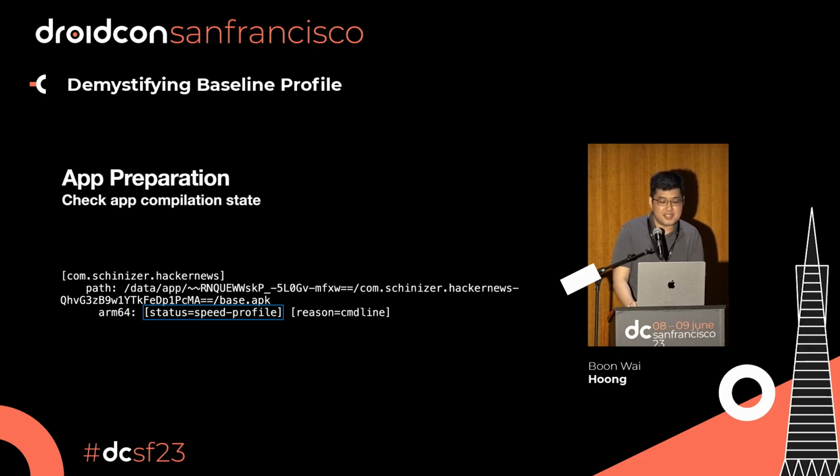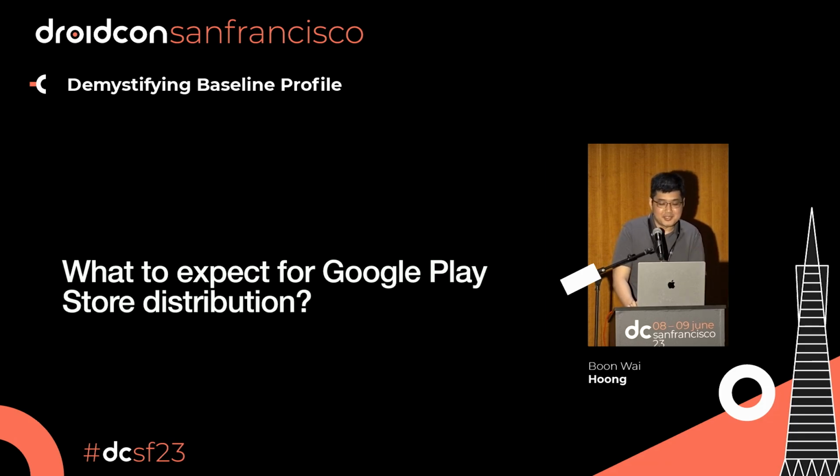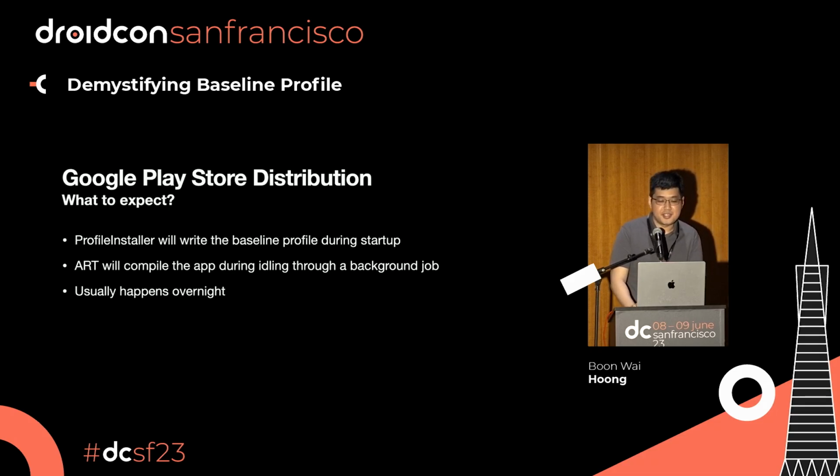You can navigate to the place that you want to test. So it's good to go for dogfooding. So this is for dogfooding. Now we'll move on to something else: what to expect for Google Play Store distribution. For Google Play Store, there are a few things that we want to go through. So what to expect?